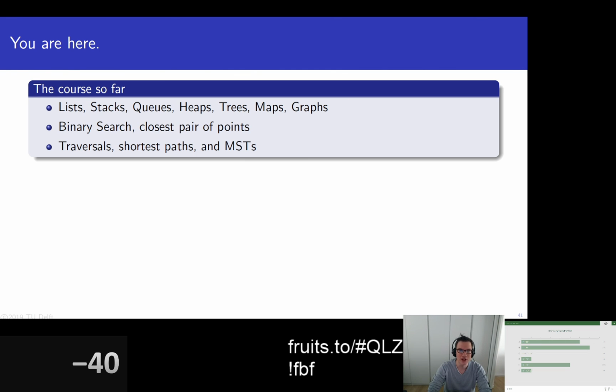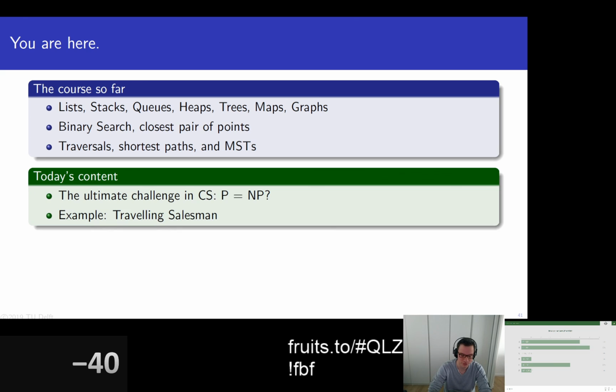In this course, we've seen a lot. 8 weeks ago, we started with talking about lists. And I talked to you about time complexity. We talked about stacks and queues. We talked about heaps, trees, maps, and graphs. We talked about binary search. We talked about finding the closest pair of points. We talked about all kinds of tree traversals. We talked about shortest paths and traversals in graphs. We talked about finding minimum spanning trees. And today we talked a little bit about the ultimate challenge in computer science. The question, does P equal NP?